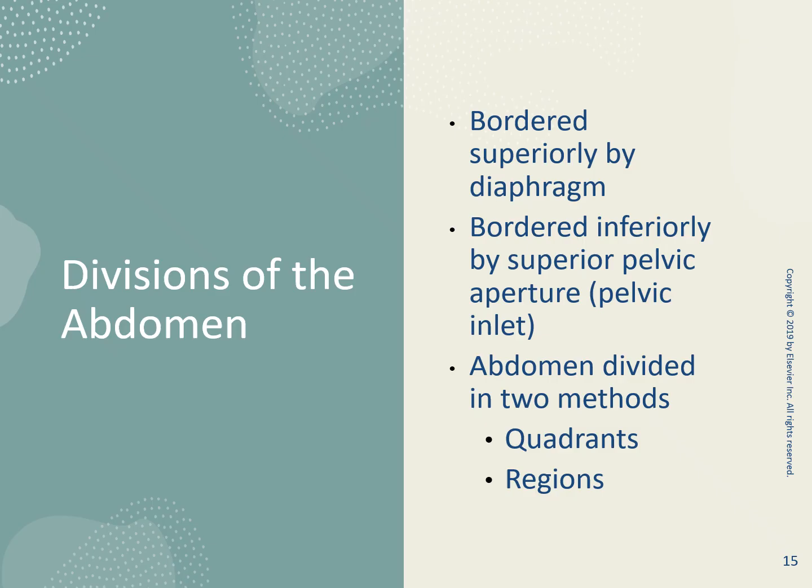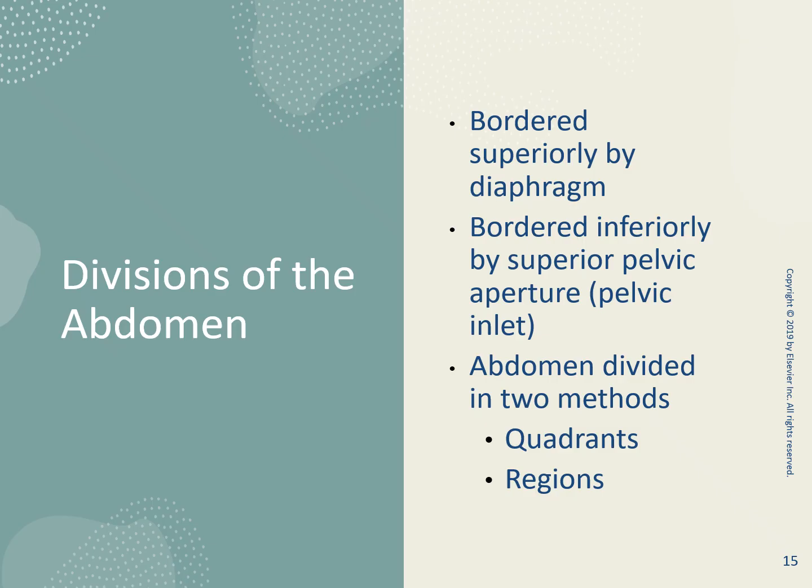Divisions of the abdomen. Again, the thorax is superior to the diaphragm, and the abdomen is inferior to the diaphragm. The pelvic inlet is the lowest point of the abdomen. And then the abdomen is subdivided into either quadrants or regions. And both of these are acceptable standard divisions.